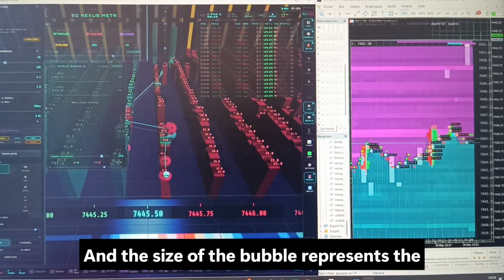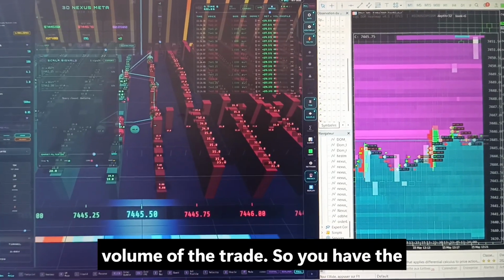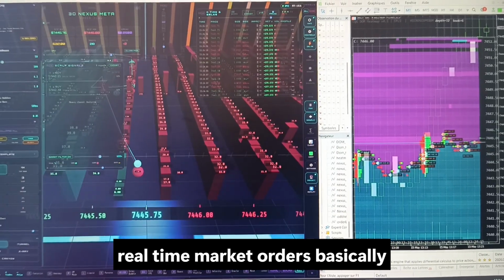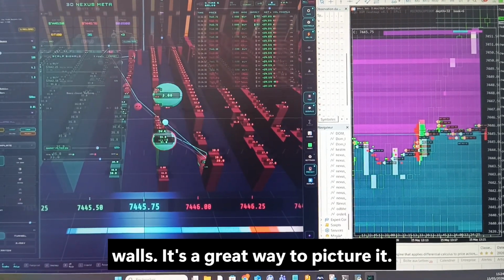Yeah, exactly. And the size of the bubble represents the volume of the trade. So you have the resting, waiting liquidity painted as these glowing walls, and the aggressive real-time market orders basically exploding as bubbles as they hit those walls. That's a great way to picture it.